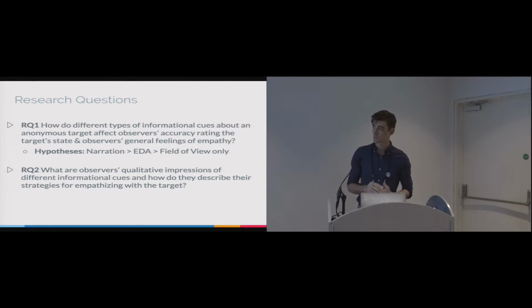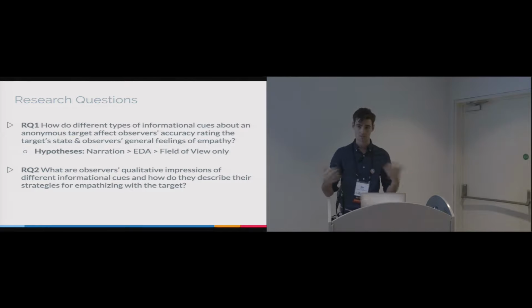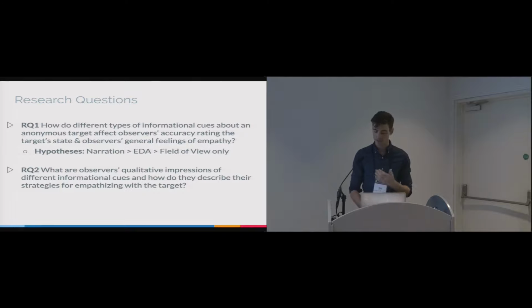The second research question was more qualitative. What are the observers' qualitative impressions of different informational cues? How do they describe their strategies for empathizing with the target when given different informational cues? We addressed that one with some semi-structured interviews.